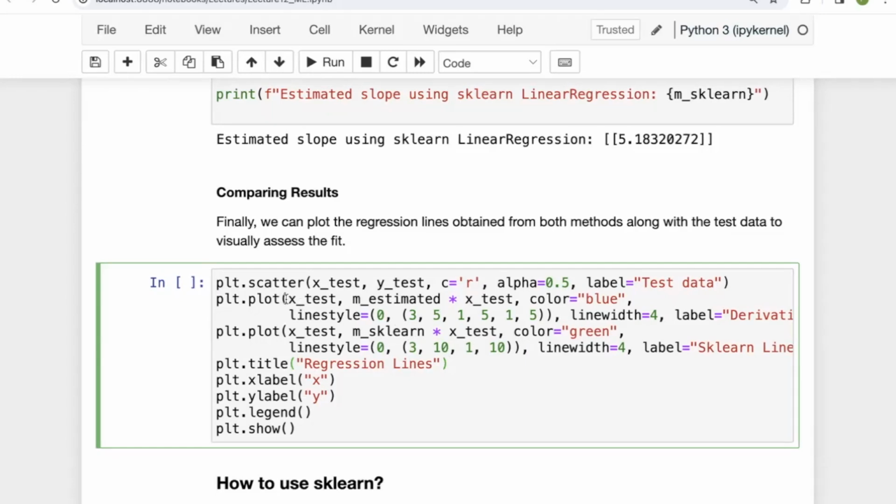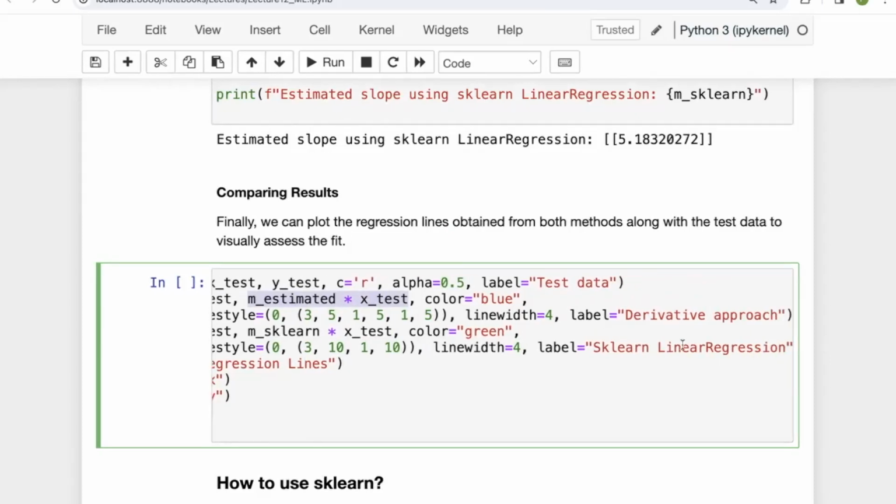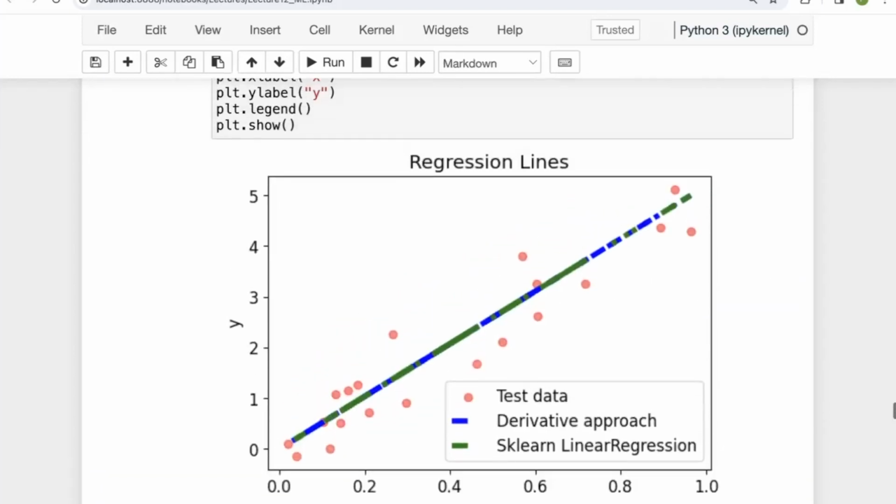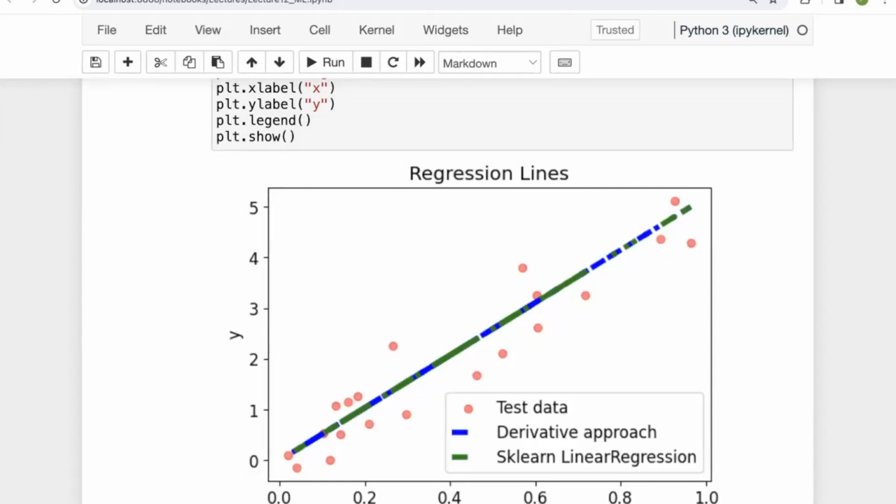What this means is that when we have X_test, in order to predict the output, we simply have to multiply the estimated slope by the input. That's m times x. We do that one time for the derivative approach, and we also do it one time with the scikit-learn approach. If you run this cell, you can see the prediction model that we have. The red dots here are the test data points, and you can see that in both cases they are identical, the derivative approach and the scikit-learn linear regression approach.